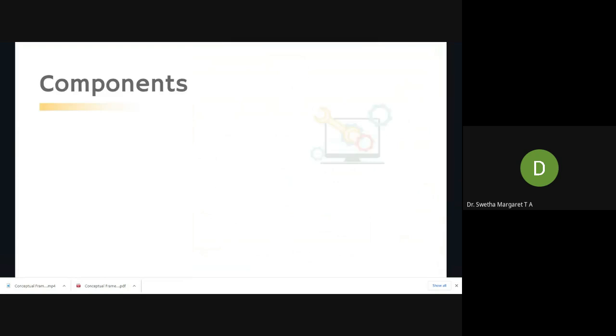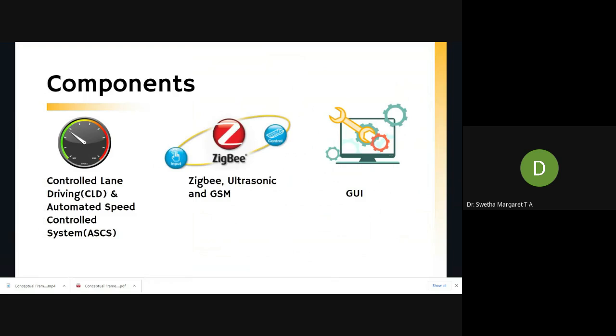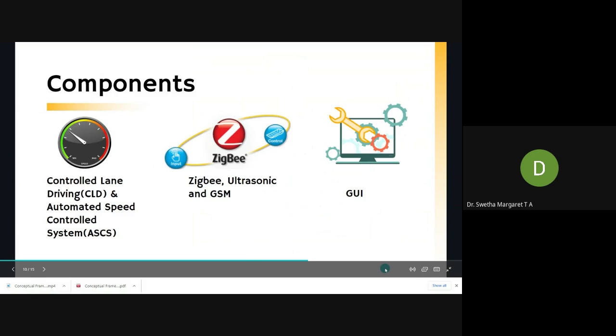These are the crucial components that we are going to use. We are going to use a CLD, which is control lane driving, and an ASCS, which is automated speed control system. Of course, we will need high-end IoT sensor technology, such as Zigbee technology, ultrasonic sensors and a GSM. And of course, we need to construct an application. So these are the three modules that we will use to come up with the prototype to avoid overspeeding.